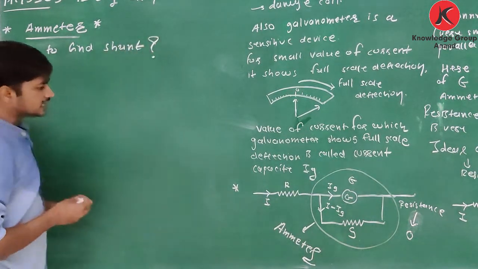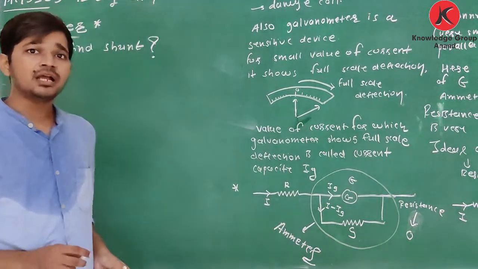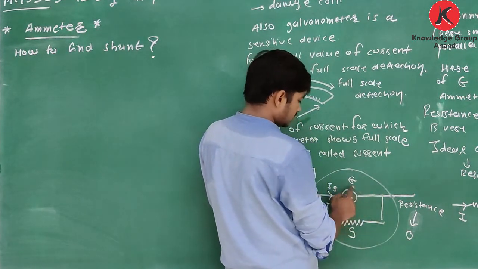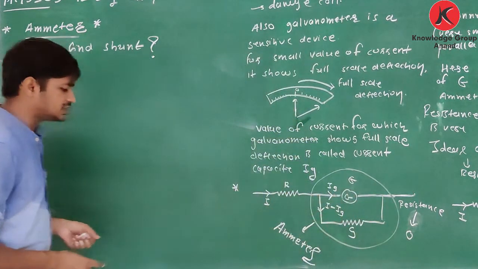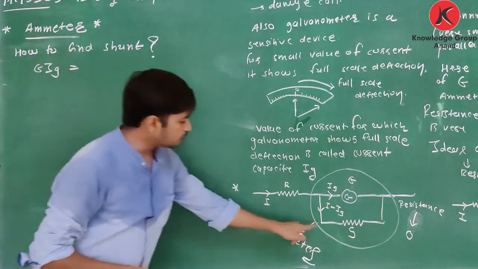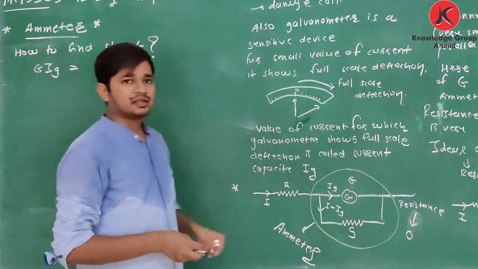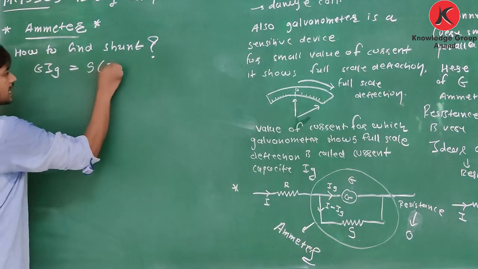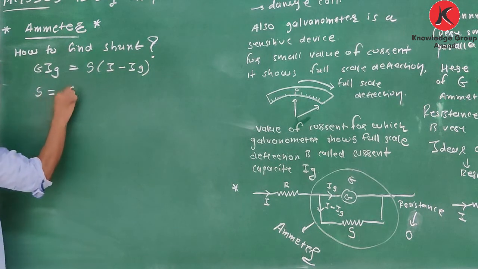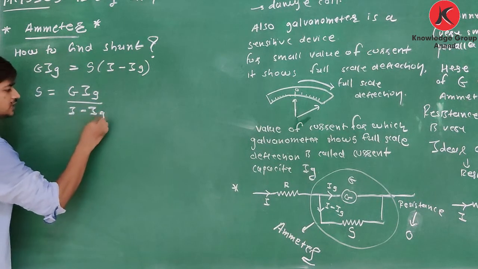Okay, see, these two are in parallel connection. So in parallel connection, the potential difference remains the same. Yes or no? Between these two points, the potential difference, resistance into current, means G Ig. Yes or no? G Ig is equal to the potential difference between these two ends, where S is the resistance and the current flowing is I minus Ig. So it is S(I minus Ig). Then make S the subject: S is equal to G Ig upon I minus Ig.